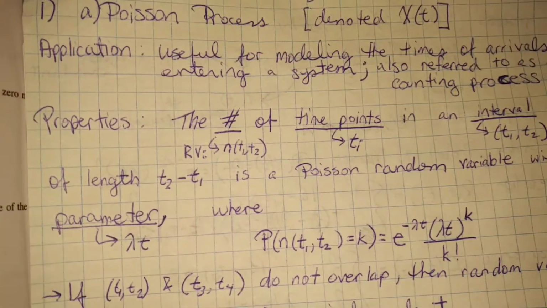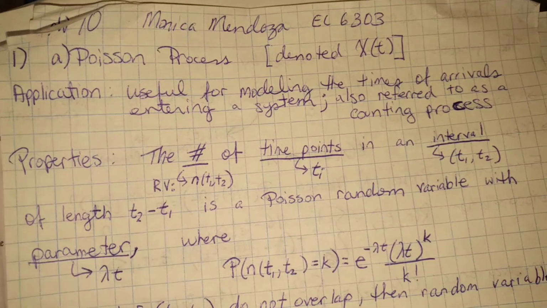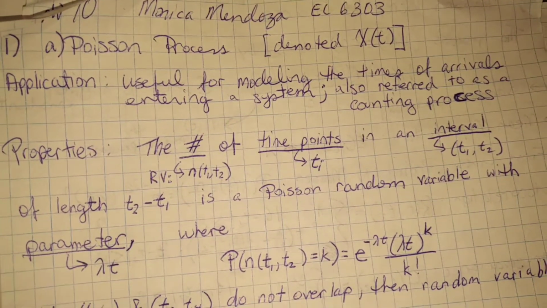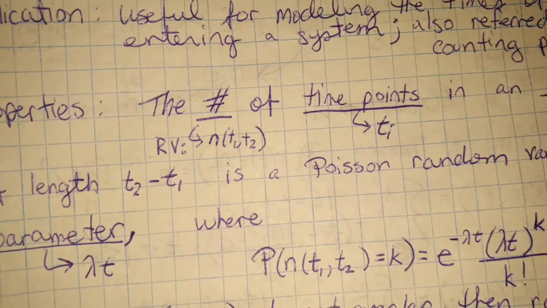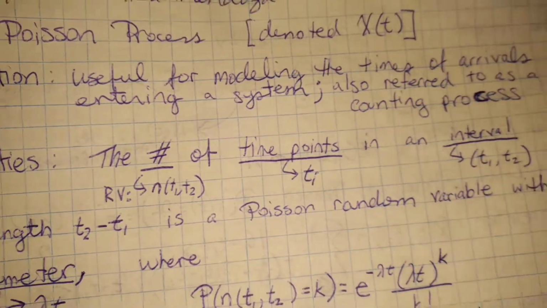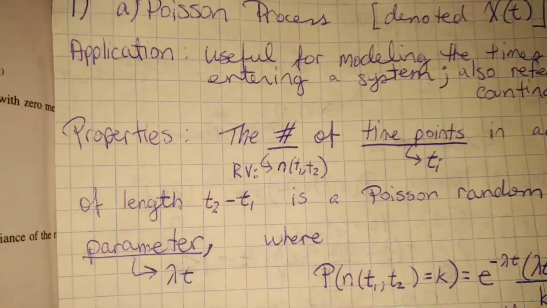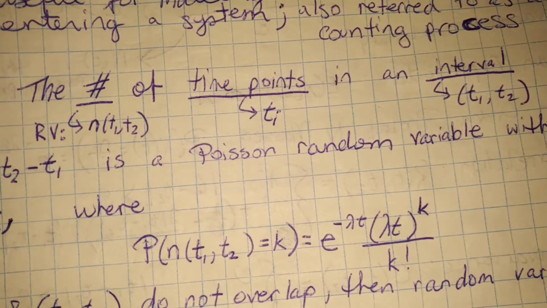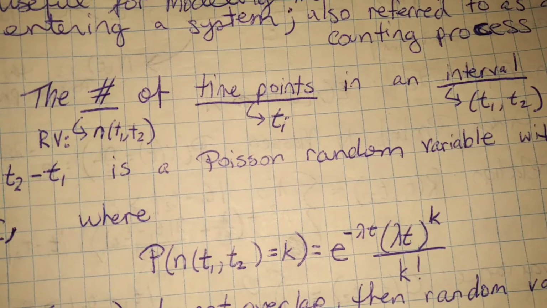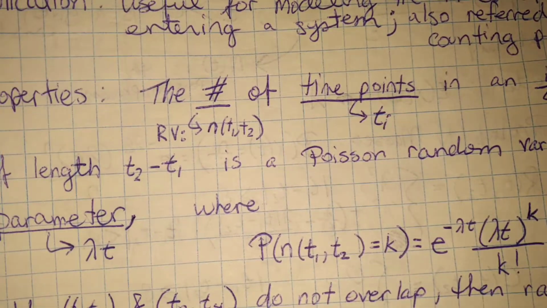The first process is the Poisson process, denoted as x of t. It's useful for modeling the times of arrivals entering a system, and it's also referred to as the counting process. The number of time points in an interval of length t2 minus t1 is a Poisson random variable with parameter lambda t, where the probability that n(t1, t2) is equal to k equals e to the negative lambda t times lambda t to the power k over k factorial.